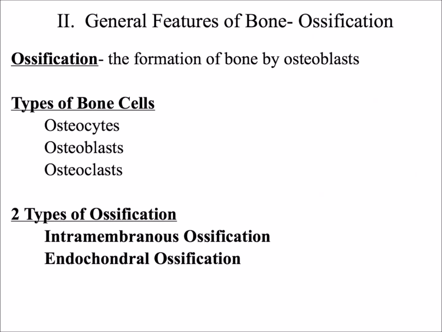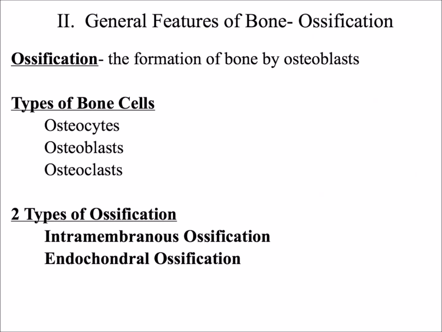So next we're going to talk about a process called ossification. Ossification means to make bone. In order to make bone or build bone, you need a special type of cell called an osteoblast. Now, there are other types of cells that are involved with the building of bone, right? And we've seen these before from the previous chapter.